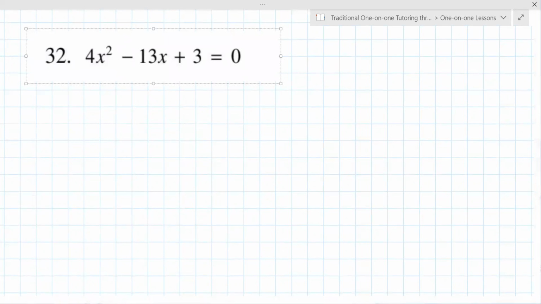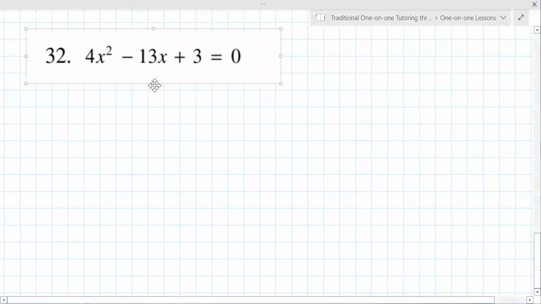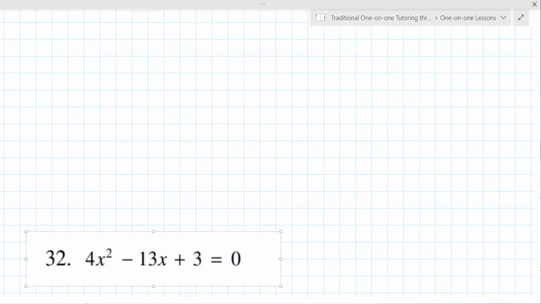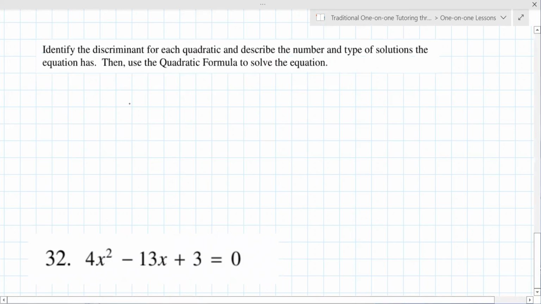So the next one says to identify the discriminant for each quadratic and describe the number and type of solutions each equation has. Let me snip that part in for the notes because it'll help. You might have some of your notes already. So the quadratic formula, I'm going to write that out here: plus or minus the square root of b squared minus 4ac, all over 2a.